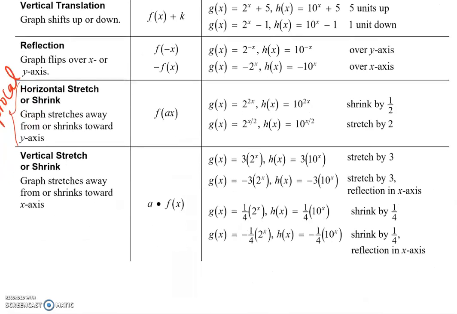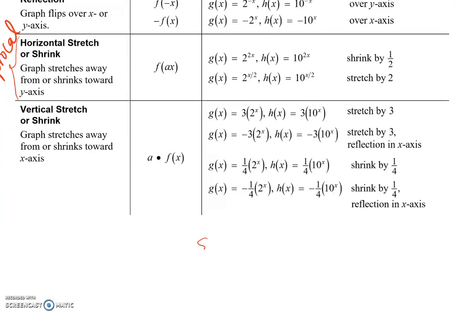And then I also want you to remember that for a shrink, a is going to be less than 1 but greater than 0. A stretch, a is going to be greater than 1. So the factor that you're multiplying by has to be greater than 1 if it's a stretch. If it's a shrink, it has to be less than 1.